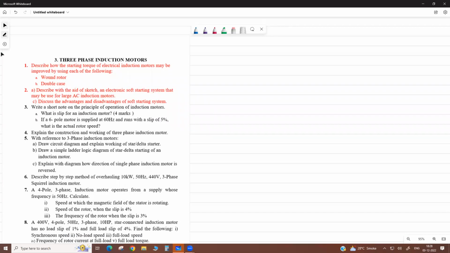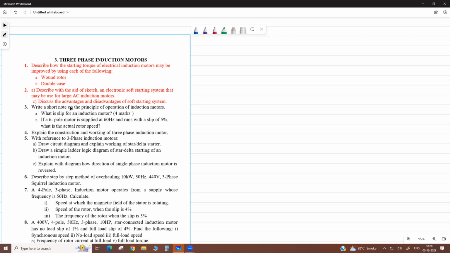These are the questions from your ETO old question papers. Like here: describe how the starting torque of an induction motor may be improved by using wound rotor and double cage. Describe with a diagram an electronic soft starter that may be used for large AC motors. Discuss advantages and disadvantages of this.